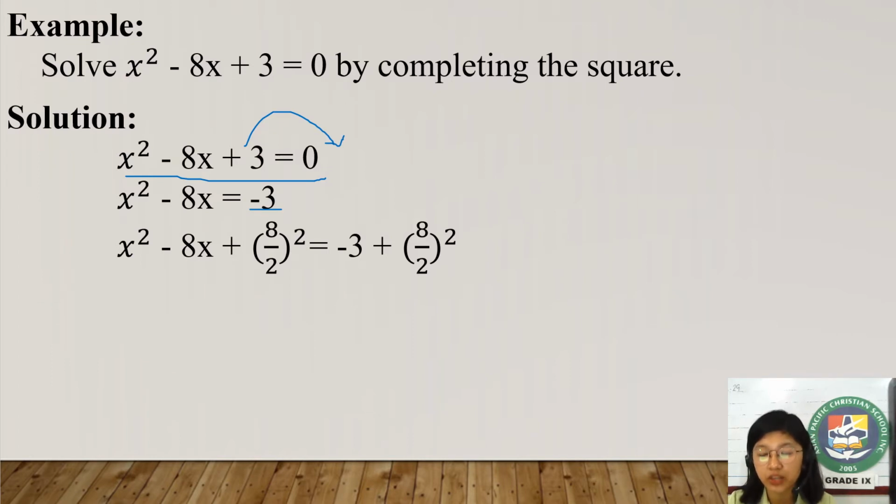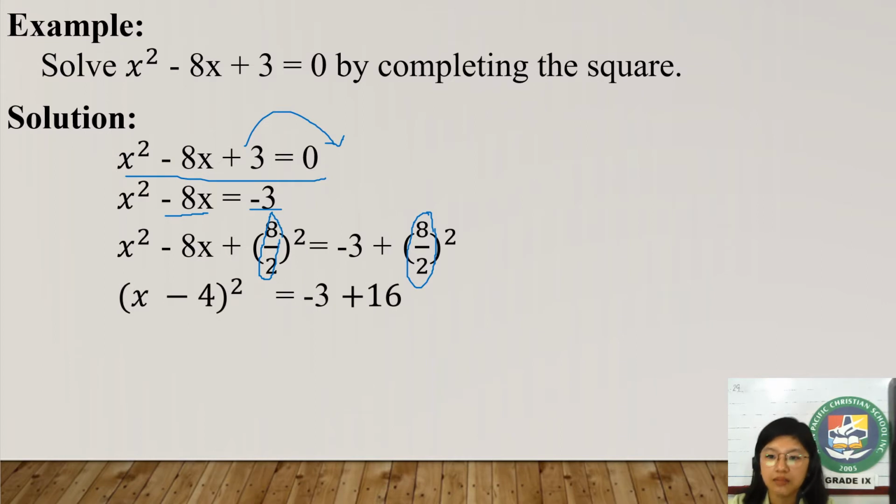And sabi kanina, to complete the square, so we have to look for the coefficient of x. So, anong coefficient ng x dito or yung kasama ng x? We have 8. Diba? Then, ano ba yung half ng 8? So, we have here, ayan, half ng 8. Or, pwede namang 4 na kaagad. Ayan, dapat both sides, nag-add tayo ng half of the coefficient of x. And, bakit siya naging (x minus 4) squared equals negative 3 plus 16.